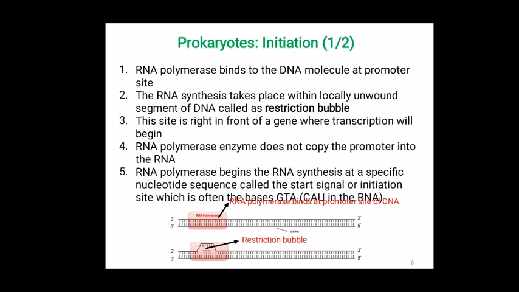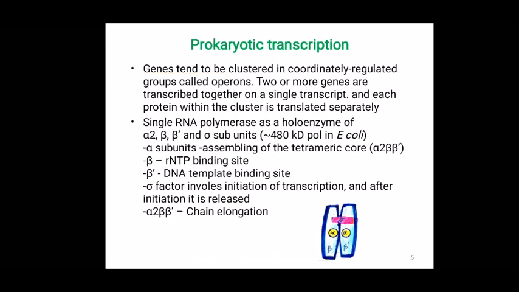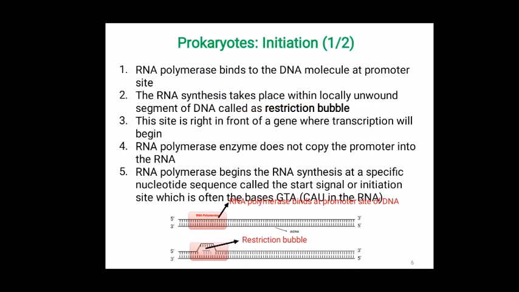Now we will see about the prokaryotic initiation of transcription. The RNA polymerase binds to the DNA molecule at the promoter site. The RNA synthesis takes place within the locally unwound segment region called the transcription bubble. So this region is called the transcription bubble.